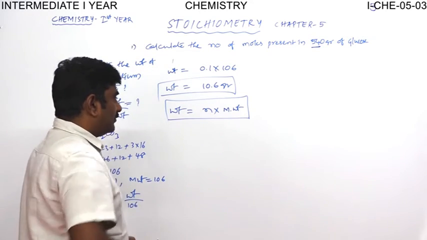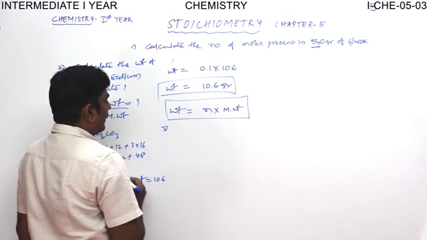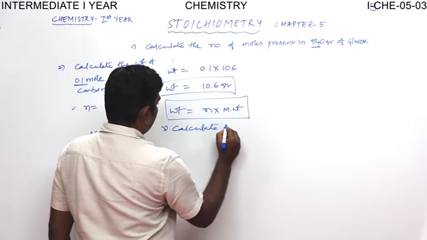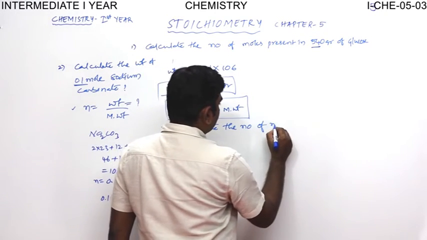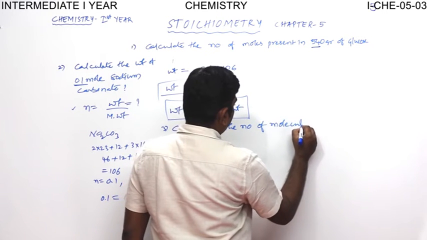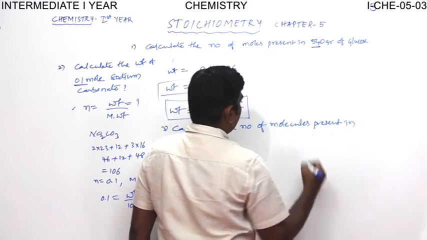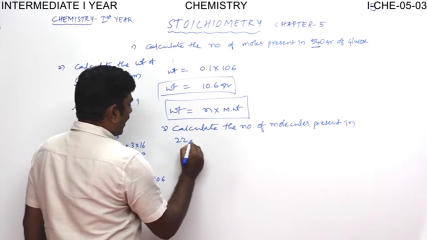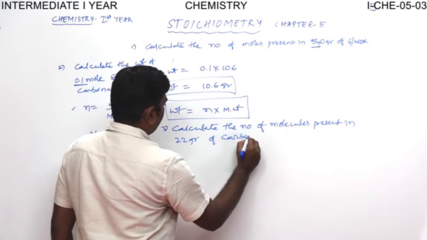Let's do one more problem. Calculate the number of molecules present in 22 gram of carbon dioxide.